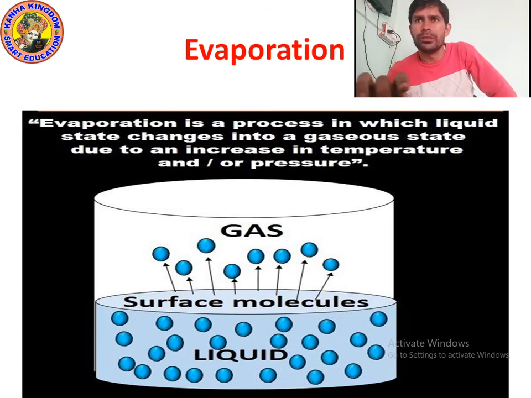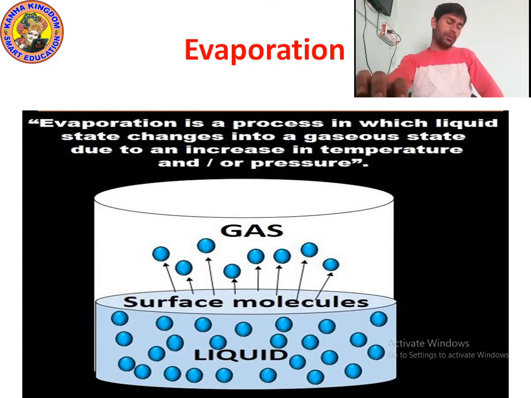So what is evaporation? Evaporation is a process in which liquid state changes into gaseous state due to an increase in temperature. So this process is known as evaporation. As you can see in the picture, you can see the liquid in a jar.